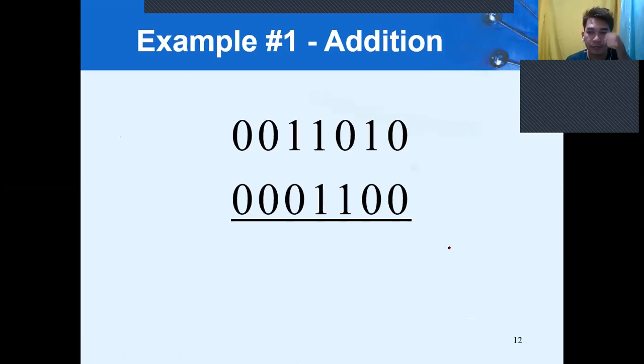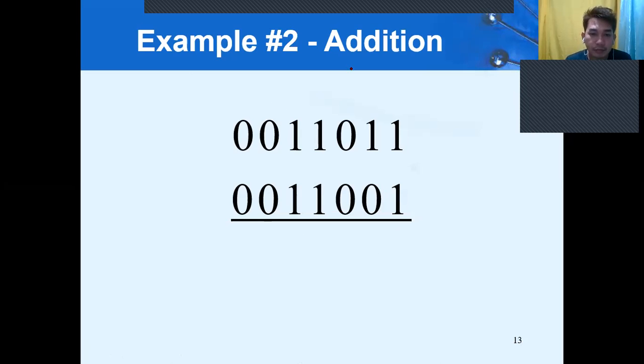Okay, example. 0, 0, 1, 1, 0, 1, 0 plus this number 0, 0, 0, 1, 1, 0, 0. So, similar lang siya doon sa addition in decimal form, no? So, you have to start here at the rightmost part of the number. So, 0 plus 0, of course, 0. 1 plus 0, that is 1. 0 plus 1, 1. 1 plus 1, so based on the rules, we have 0, carry 1. Then 1 plus 1 again, that is 0. Carry 1, then bring down natin ang 1. Okay, so this is our final result.